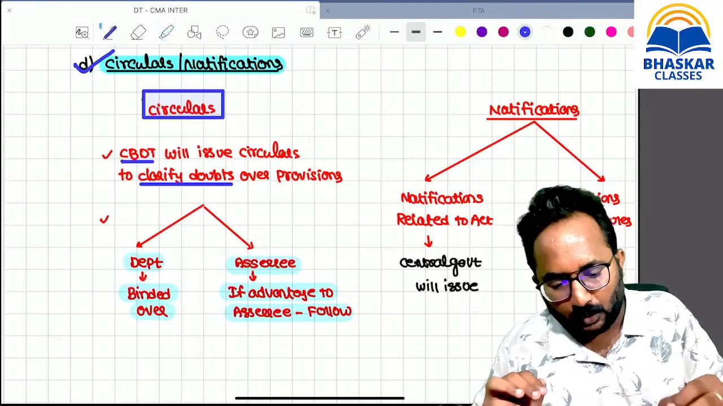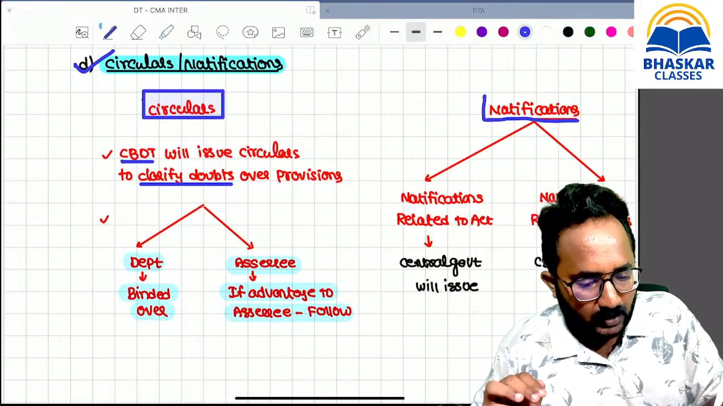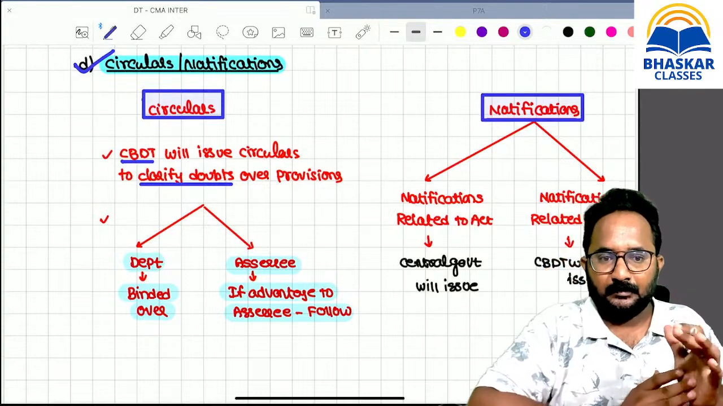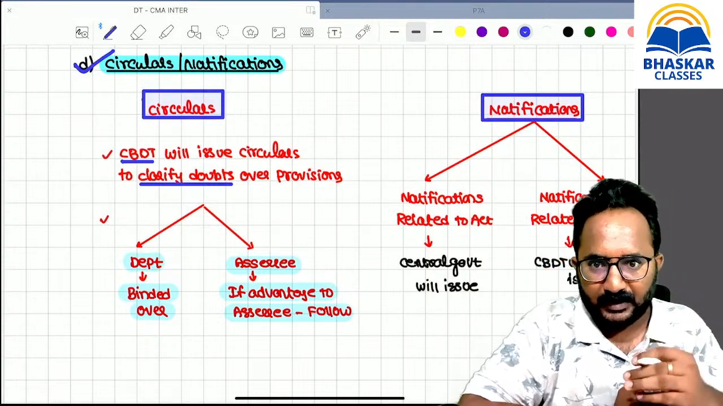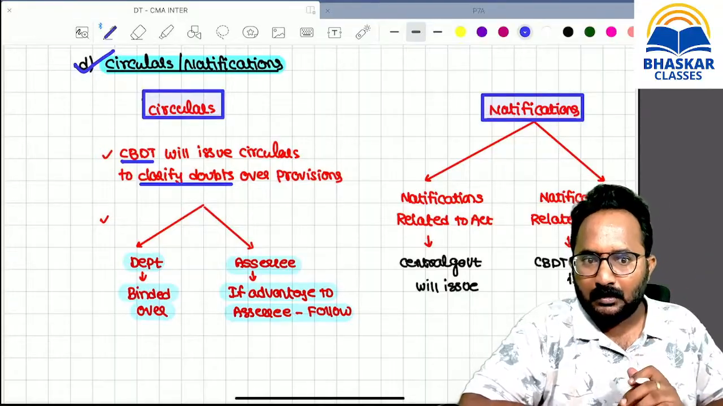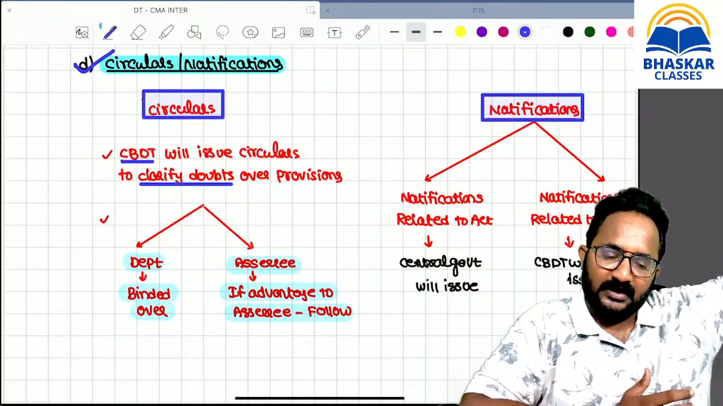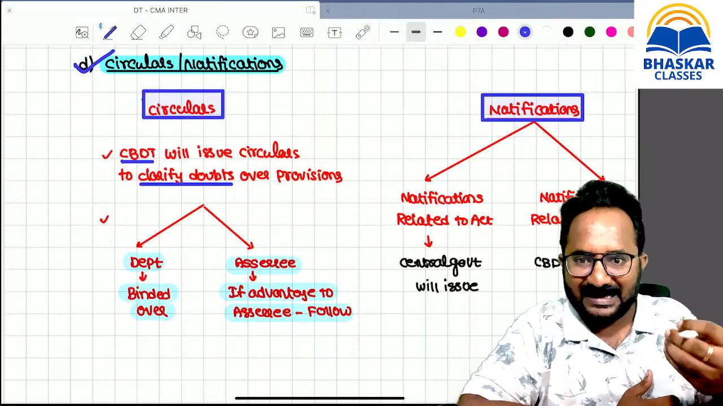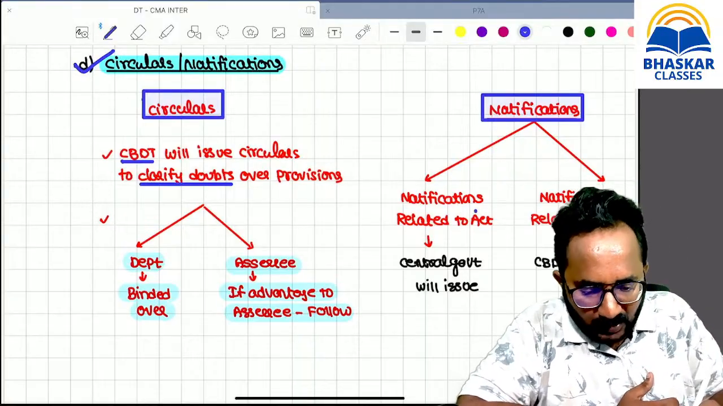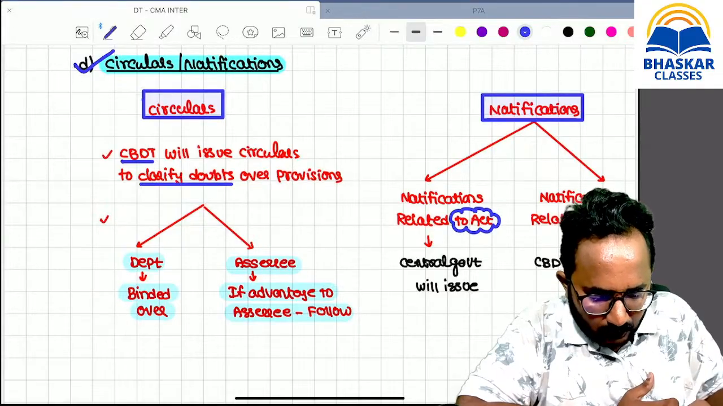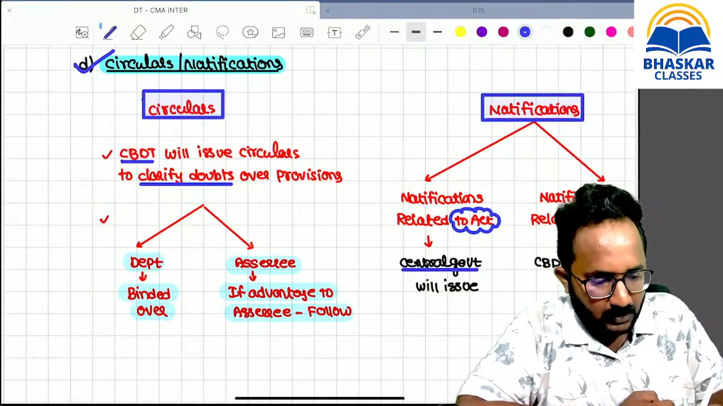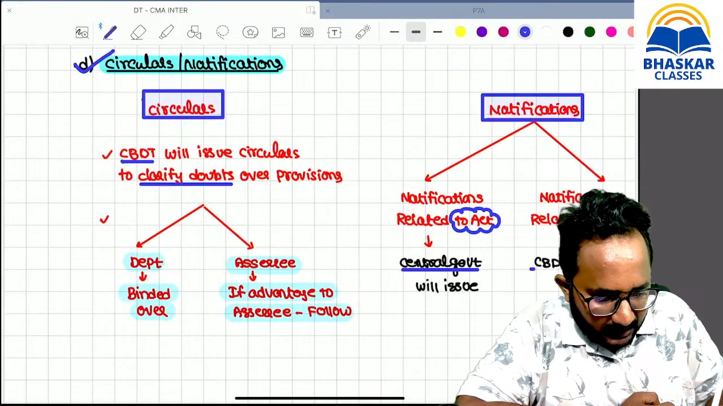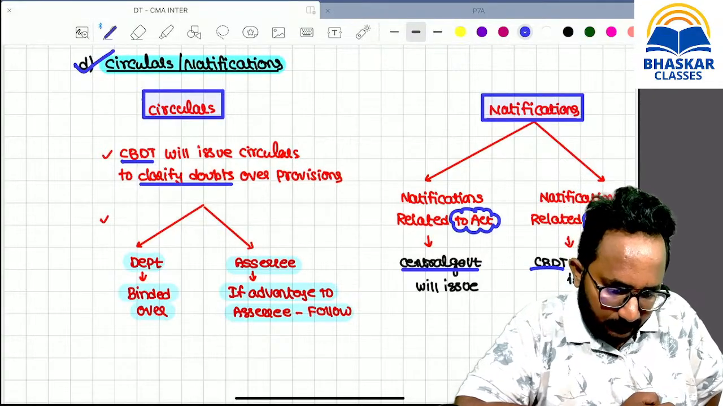Then what about notifications? Notifications mean, for example, the due date for filing the return of income is extended. We want to notify this to all the departmental persons as well as all the Assessees. Notifications related to the Act, who can release them? The Central Government. Notifications related to rules, can you tell me who? CBDT will release them. Remember these points.